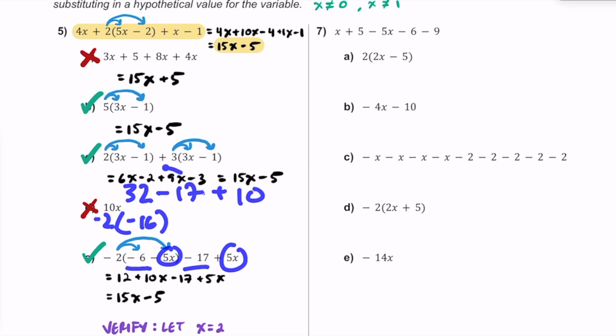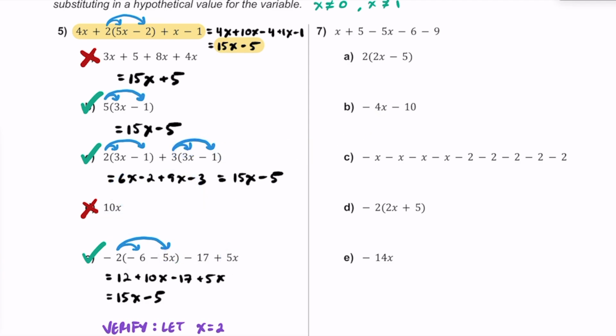So 17 take away from 32 is 15. 15 plus this 10 is going to be 25 as well. So you can go ahead and obviously plug them into the most simplified expression, but that's obviously much more efficient.